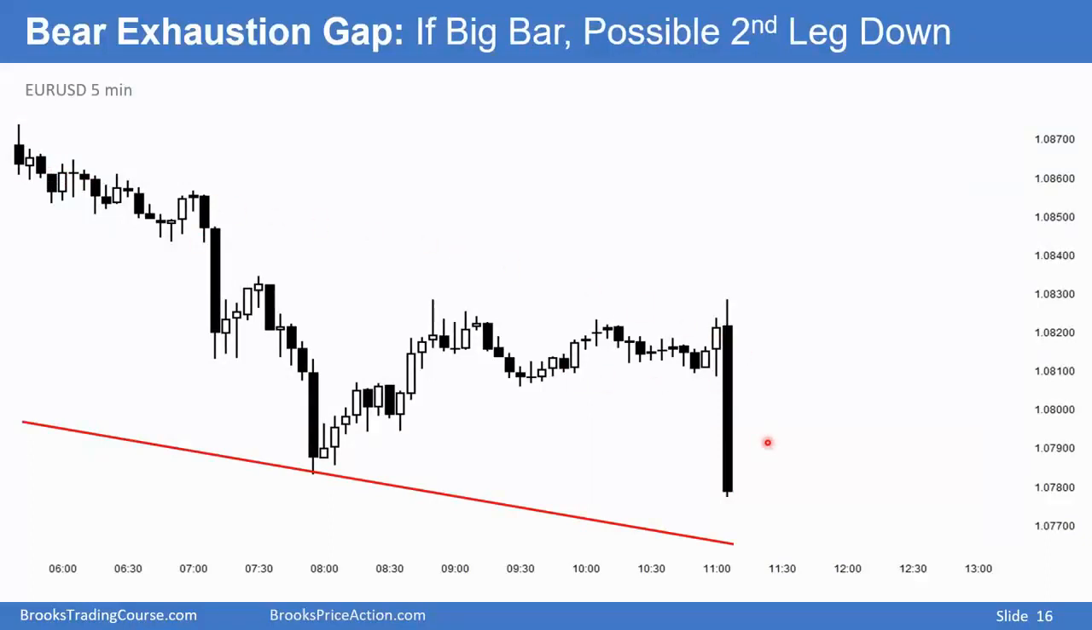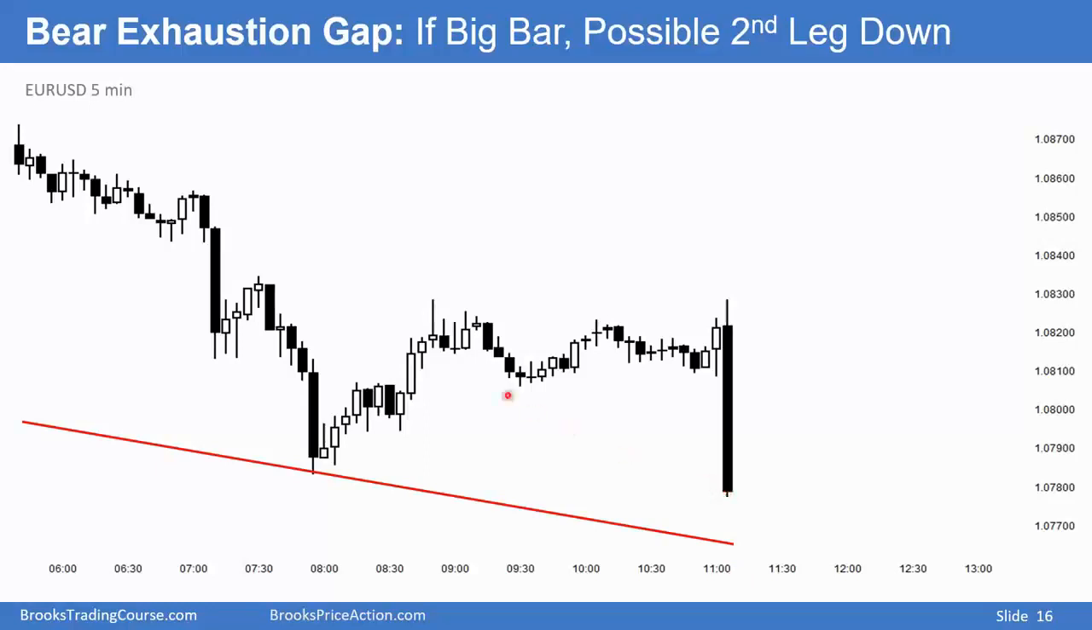We have a bear trend. This is the euro versus the dollar, 5-minute chart. And this is the biggest bear bar occurring 30 or 40 or 50 bars into a bear trend. It's a big enough bar so that the odds are we'll get at least a small second leg down. However, whenever you have the biggest bear bar occurring late in a bear trend, 60% chance it's going to be an exhaustive end of the trend, maybe after 1 more leg down. 40% chance it's going to be the start of an even stronger swing down.